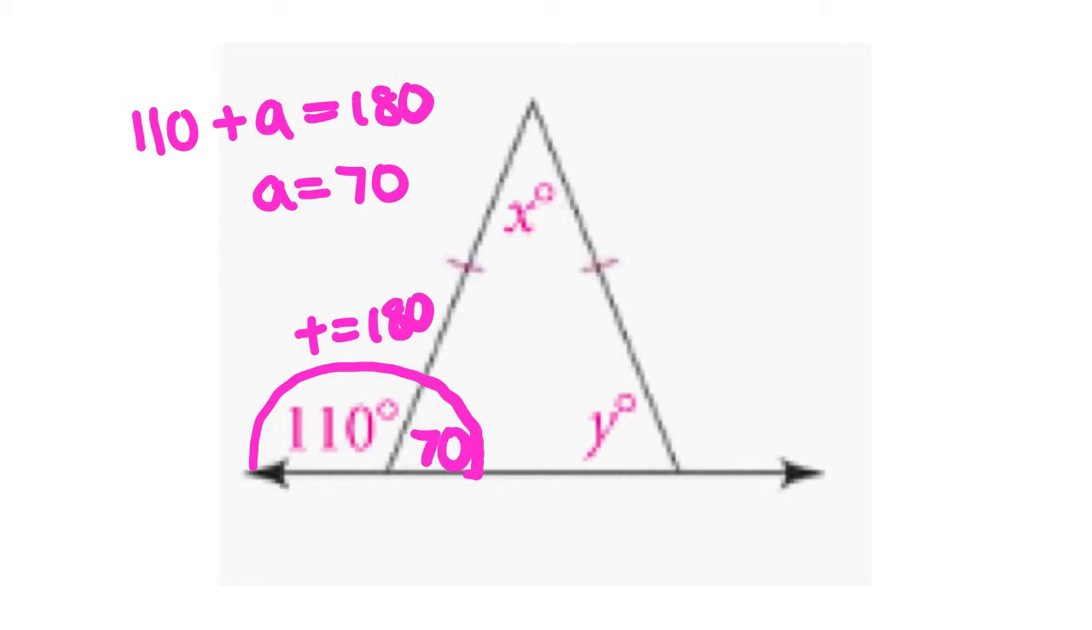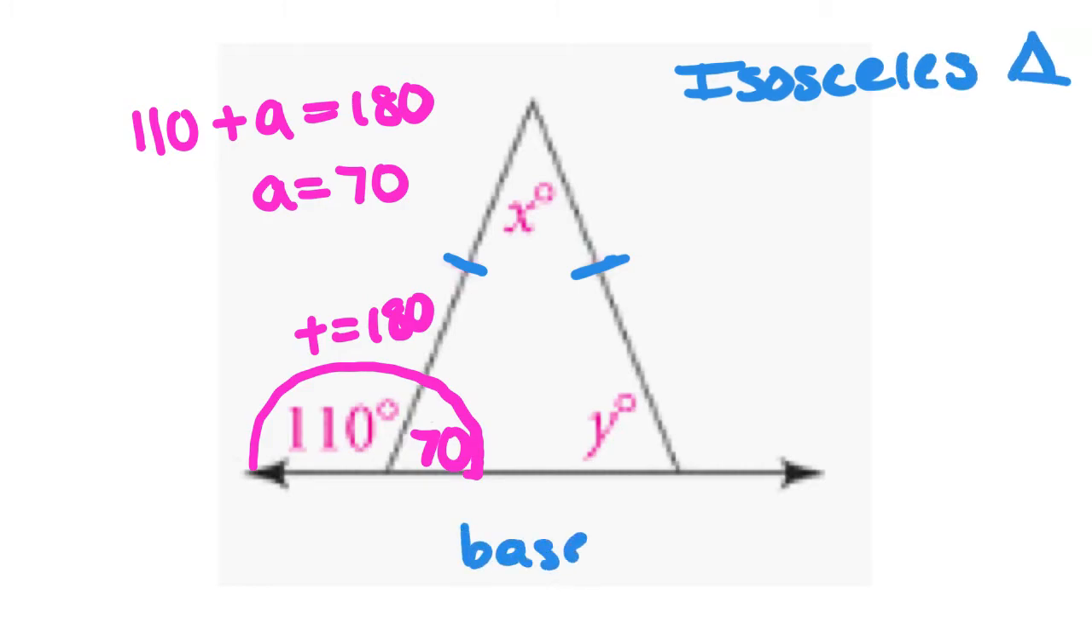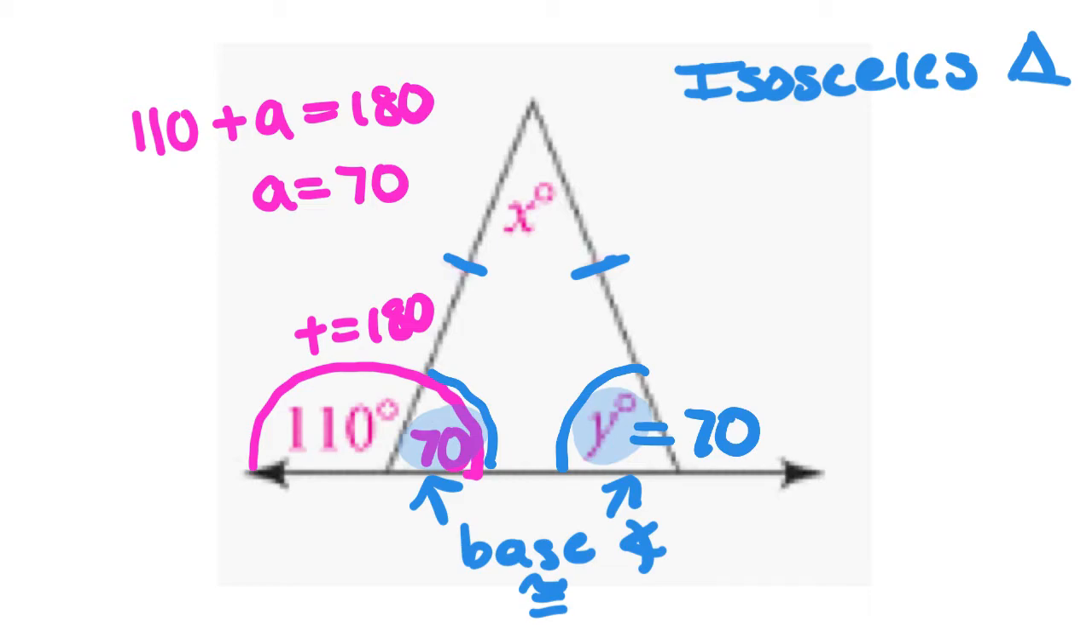Now, the next thing we know is that since these markings are here, we know that this is an isosceles triangle. So this allows us to say that the base angles are congruent. So since this angle here is 70, I can assume that this angle over here, or my other base angle, would also be 70. So I would know that y is equal to 70.